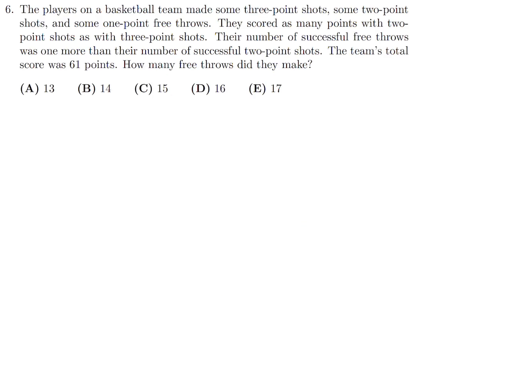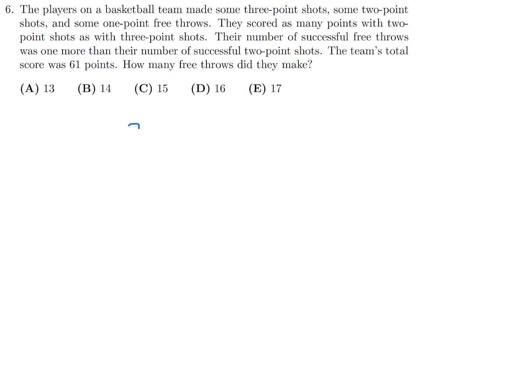The players on a basketball team made some 3-point shots, some 2-point shots, and some 1-point free throws. They scored as many points with 2-point shots as with 3-point shots. Their number of successful free throws was more than their number of successful 2-point shots. The team's total score was 61 points. How many free throws did they make?